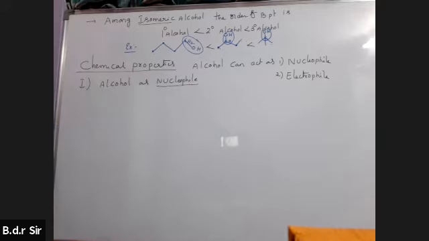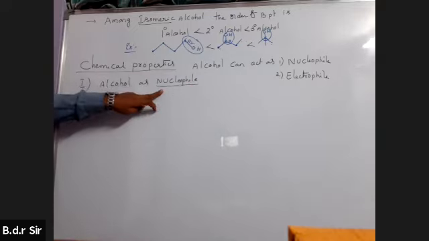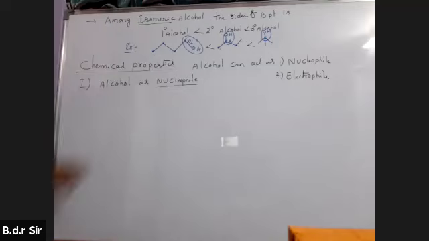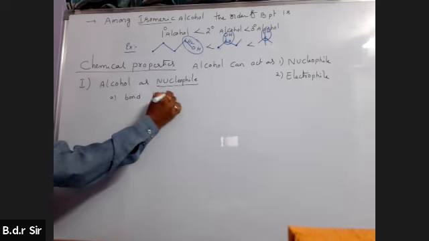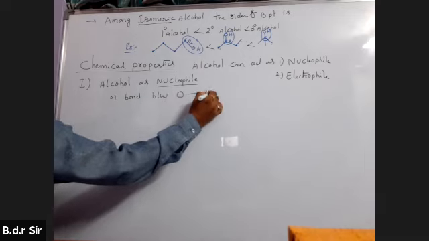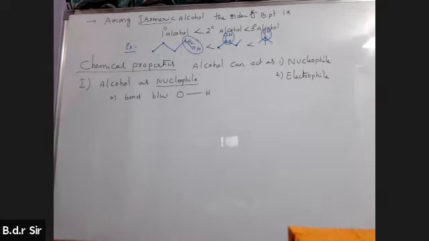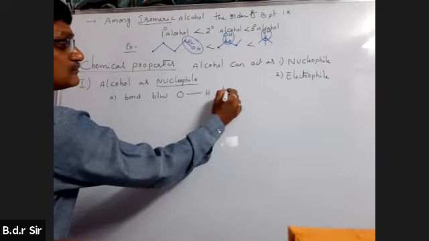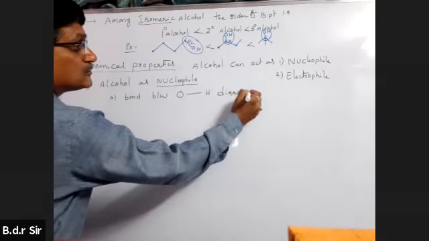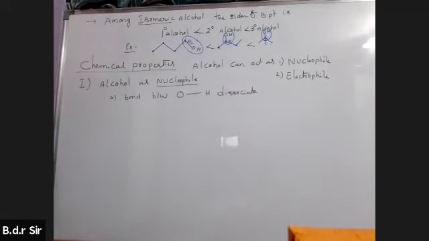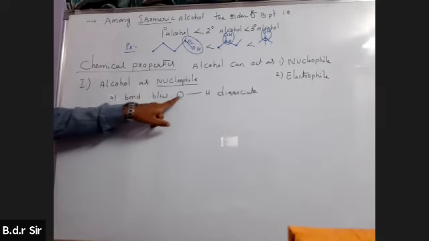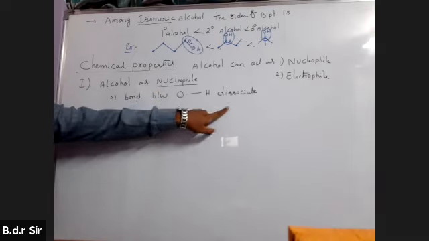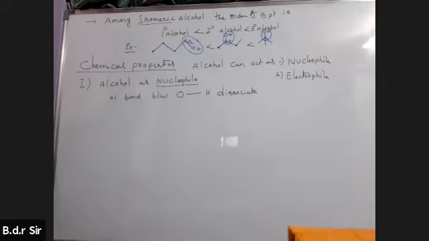Nucleophile. If alcohol acts as a nucleophile, it is involved in the bond between oxygen and hydrogen; oxygen and hydrogen dissociate. I repeat, if alcohol acts as a nucleophile, the bond between oxygen and hydrogen dissociates.